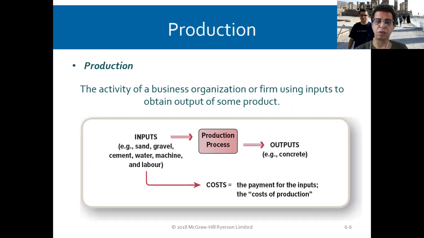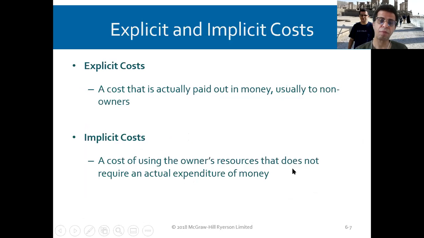So, what's production? Production is the activity of a business organization or a firm using inputs to obtain output of some product. Basically, you have inputs like sand, gravel, cement, water, machines, and labor, and through the production process you end up with the output, which is concrete. But these inputs have a cost, and the payment for the inputs is called the cost of production.